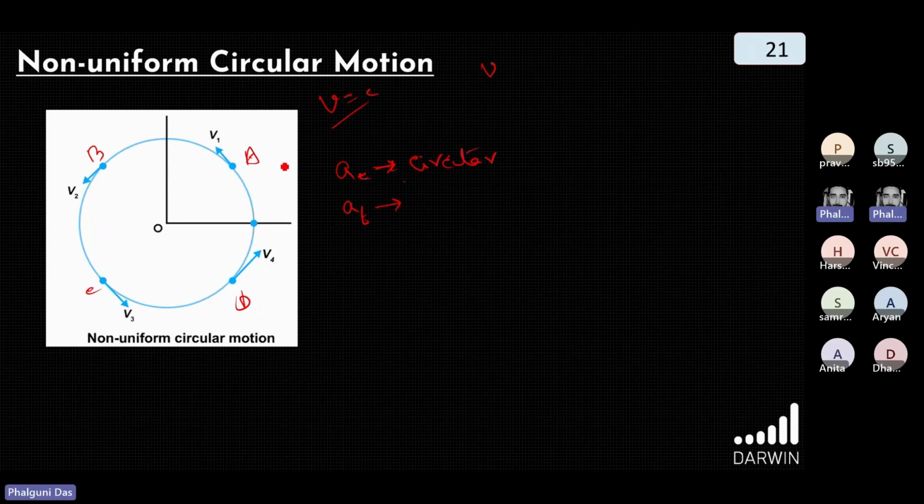This is because of the speed change. In uniform circular motion, only a_c was there because there's no change in speed. But this time, since the speed is changing, there is another acceleration. If a particle moves in a straight line with acceleration in this direction, the speed changes, right? Similarly here, if the speed changes, there is an acceleration associated in the direction of velocity.